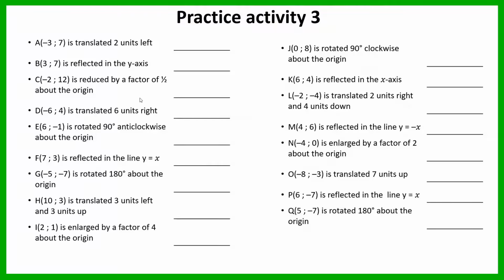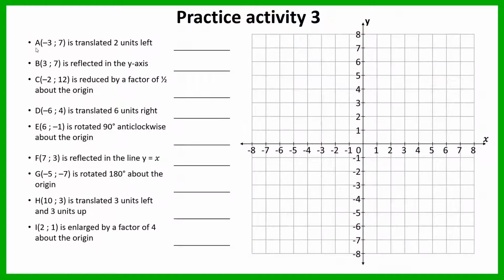Now hopefully you've finished the activity, so let's go through it and see what you should have ended up with. So the first point we're going to look at is the point A, which is the coordinates -3, 7. And we're told that it is translated 2 units to the left. So -3, 7 is going to be over here. And if we go 2 units to the left, we're going to end up with this over here, -5, 7. So the point A prime has the coordinates -5, 7, and it's going to be over there.